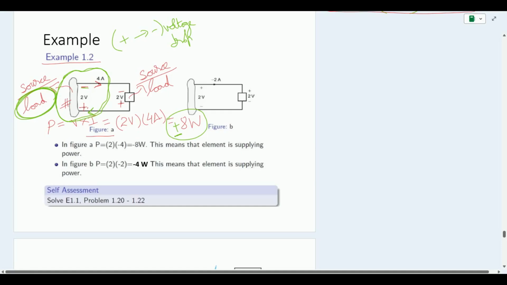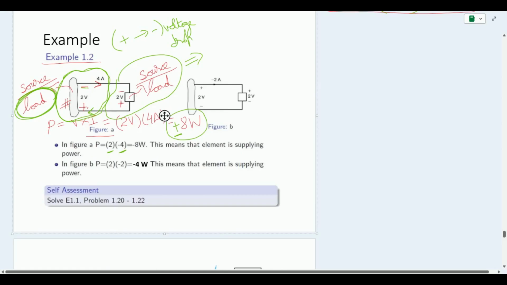Now let us look at the right side and figure out what about this scenario. So again we find the power associated. So we can see that the power is equal to voltage into current, where voltage is 2 volts and current is 4 amps.